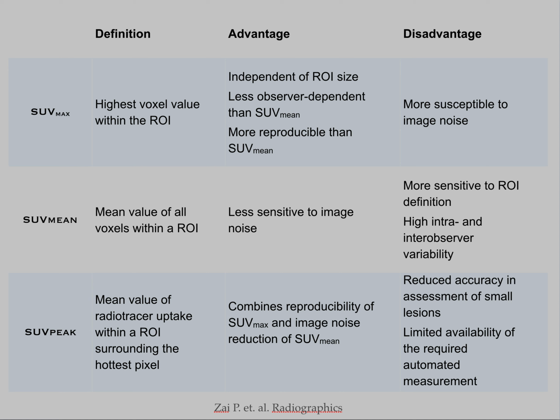SUV mean, which calculates an average value, is much less susceptible to noise, but is much less reproducible because it requires exactly the same placement of the region of interest. So Wahl and his colleagues proposed SUV peak to combine the advantages of both. You take a 1 cubic centimeter sphere of tumor around the highest and most intense voxel, and that is called SUV peak.